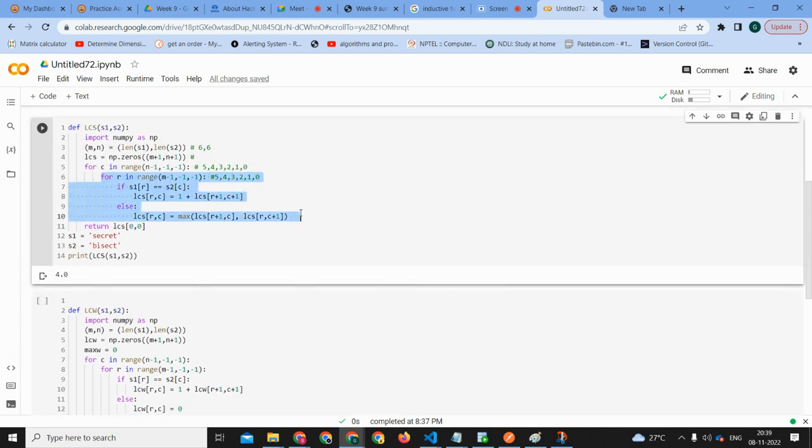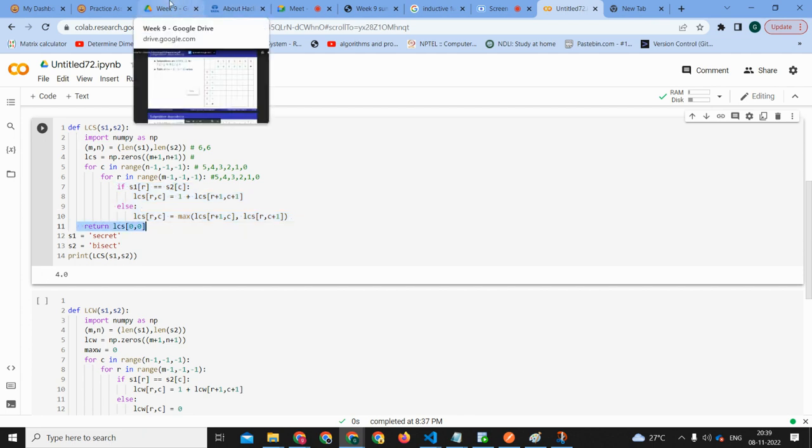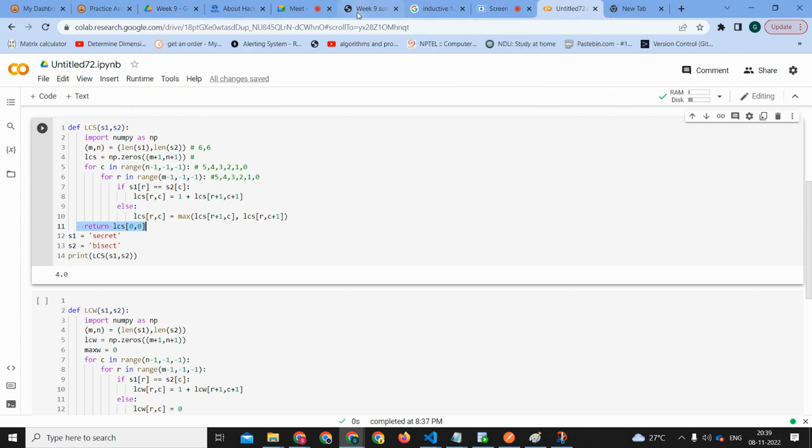There is nothing different in this code. Just two for loops, and you have the if and else condition, and return the LCS of the lowest. How to recreate the subsequence? Yeah.